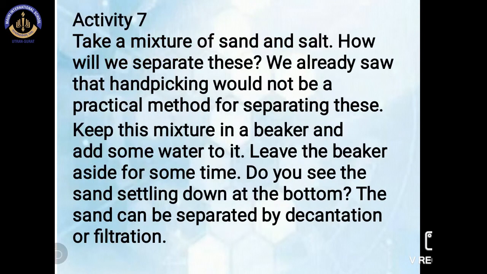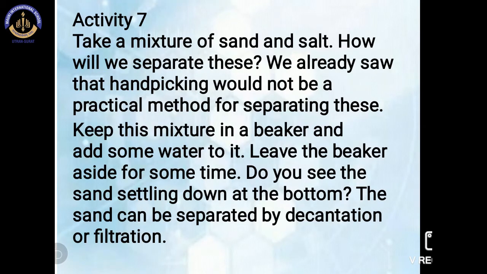To understand that, let's do one activity. Take a mixture of sand and salt. How will we separate this? The particles of sand and salt are very small, and the size of both particles is nearly the same, very small compared to big particles like stones, impurities or fruit. We already saw that the hand picking process would not be a practical method for separating this. So we can't separate the salt and sand by hand picking.